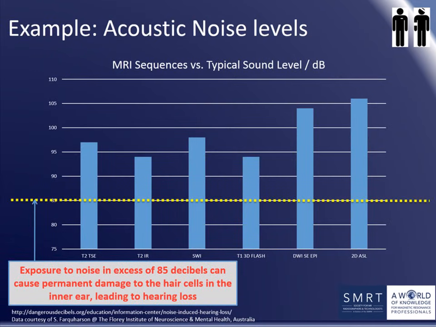This graph of MRI sequences shows an example of noise levels in decibels recorded on a 3 Tesla MRI system. These are recordings of actual MRI pictures being taken. As you can see from the graph, all of the recordings were above 85 decibels, which is a concern for hearing loss. It's also important to note that sensitivity to noise varies between individuals and may be influenced by a person's age, health status, or even medications.